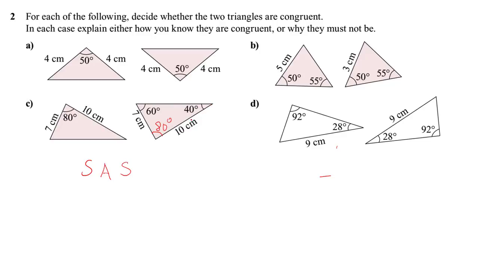So the two sides I'm talking about here are the 10 and the 7. And again, here is the 10 and the 7. And the angle in between them is the same. So therefore, it is side, angle, side. Two sides that are the same with an angle between them. So that one is congruent.